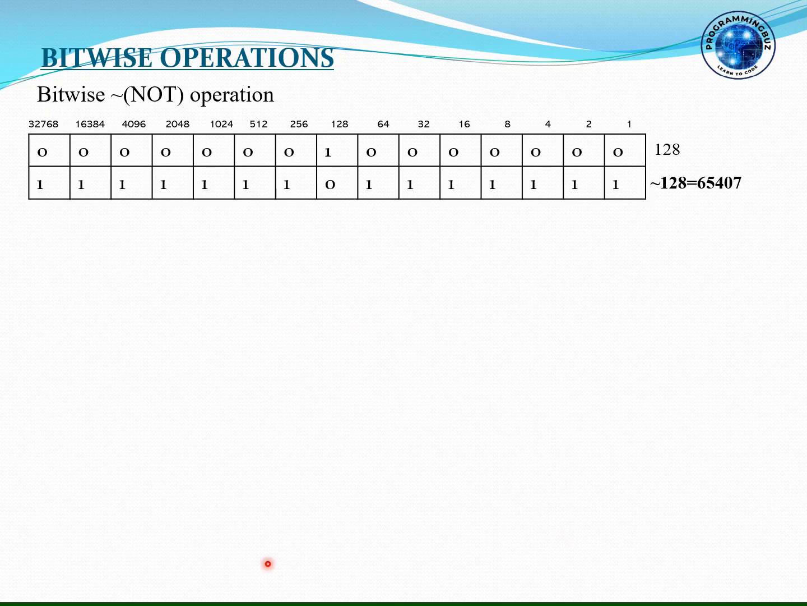So let us consider the next bitwise operation, which is a bitwise NOT operation. So let us consider the example 128 for doing the NOT operation. That means we have to calculate the NOT of 128. So this is the binary representation of the number 128. So in 16-bit compilers, to store any integer value, it requires 16 bits, out of which 15 bits are used to store the value and 1 bit is required to store the sign. So this 128 will be stored in 15 bits.